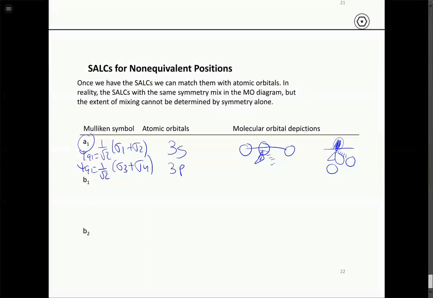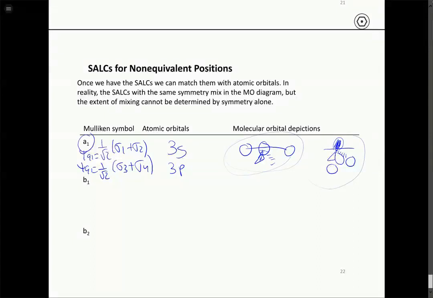Now in reality, when we have this situation where you have two atomic orbitals that are A1 as well as two SALCs that are A1, you're going to get a lot of mixing. So your molecular orbitals are not going to necessarily be pure, this one and this one. It's going to be a more complicated mixing scenario where you get some character from all of these. And we can't use symmetry to predict that. That depends on the relative energies of the 3s and the 3p and how well they mix with each of these SALCs. But at any rate, we can draw these as the limiting depictions and the ones that we think are going to be the strongest contributors based on symmetry.